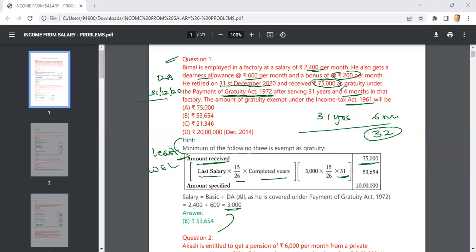Irrespective of the months, we only take the years that are completed. So here it is 31, so I have taken 31. When I substitute this, I'll get 53,654.